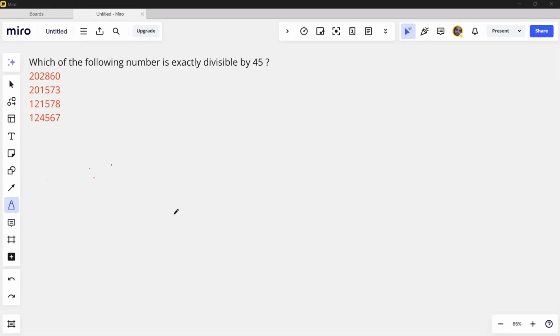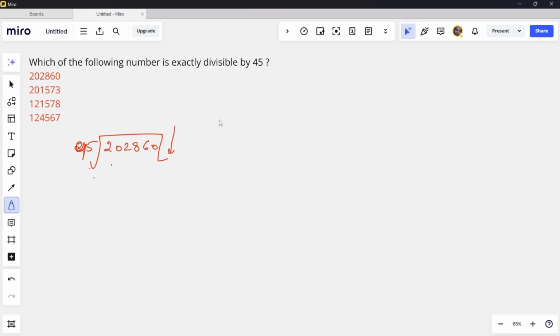So as you can see, this is our question: which of the following numbers is exactly divisible by 45? There are two ways to solve this particular question. One way is to divide 202860 by 45. If it is divisible by 45, this will be our answer. If it is not, we will simply check another one. If this is also not, we will check another. But this is a very time consuming method.